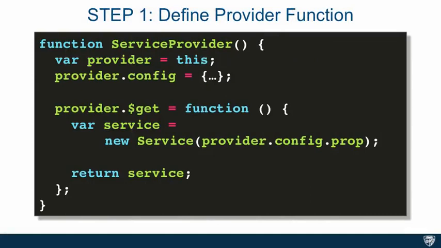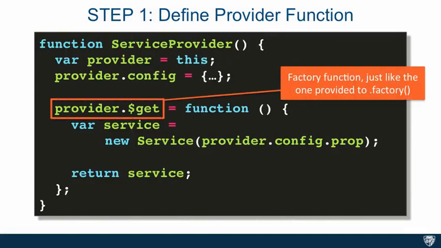You'll notice that this is a special function that has a particular property on the actual instance of the function. Here you see that the var provider is equal to this, so therefore provider.$get, the $get property, is a function that is directly attached to the provider instance. That function is a factory function. In other words, it's just like the one that we used to provide to the .factory method. In that function, you create your service. In our case, we're creating a new service called service.